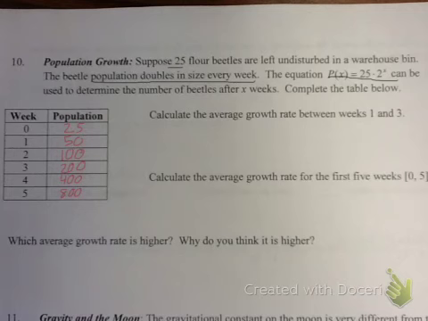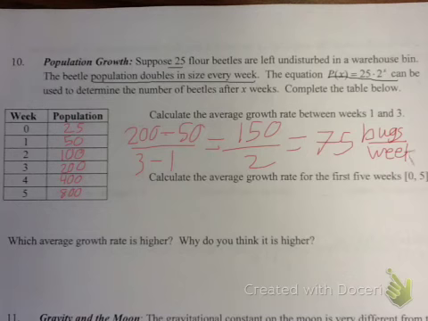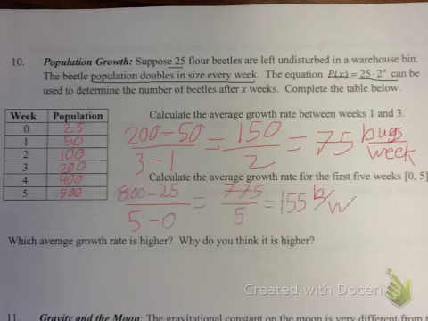So we're supposed to calculate the average growth rate between weeks 1 and 3. So we do the same thing as before. This week our time is going to be 3 minus 1, and the top is going to be 200 minus 50. And that turns out to give us 75 bugs per week. The next part asks us to calculate the average growth rate for the first 5 weeks. And so we're going to have 5 minus 0 on the bottom, and then 800 minus 25 on the top. That gives us 775 over 5, or 155 B per W, or bugs per week.